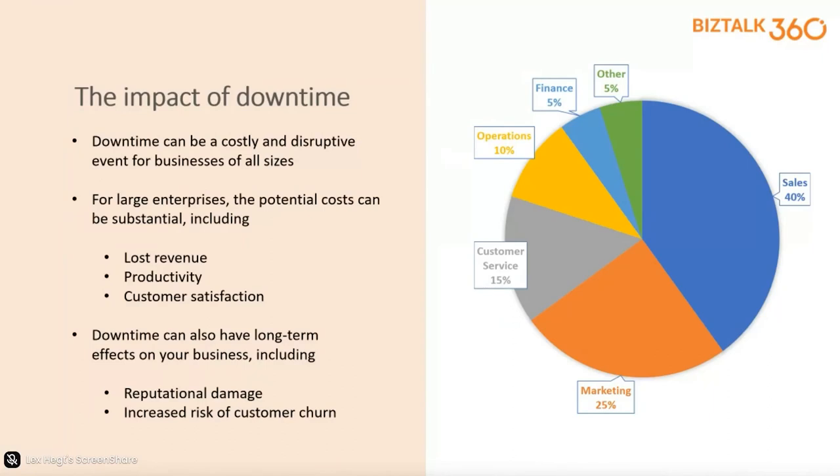One of the major consequences of downtime is lost revenue. When your systems are down and your business is unable to generate sales and complete transactions, this directly affects your bottom line, isn't it? And it can result in significant financial losses at times. Downtime also has a detrimental effect on productivity. When critical systems are unavailable and employees are unable to perform their tasks efficiently, it causes delays and inefficiencies in workflows. This leads to wasted time and resources, ultimately impacting the overall productivity of the business.